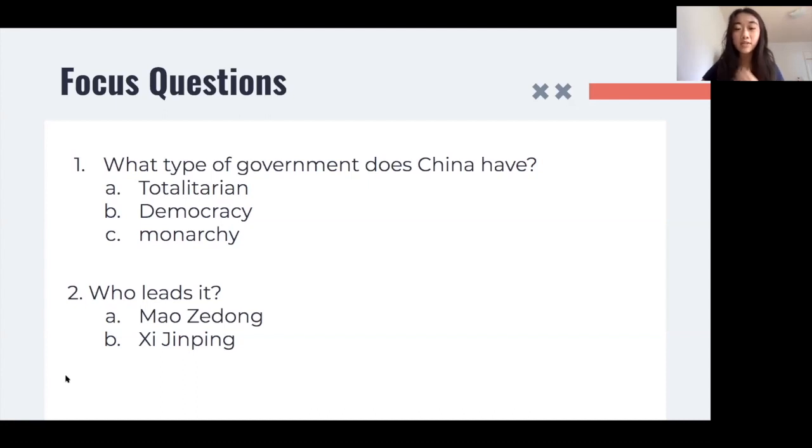As for the leader of China, the current leader is Xi Jinping. I'm sorry, Mao Zedong is probably the most well-known leader in China because he was at the founding of the Communist Party and he led for, I think, almost 30 or 40 years. But the current leader is Xi Jinping, and he's been the president of China since 2013.